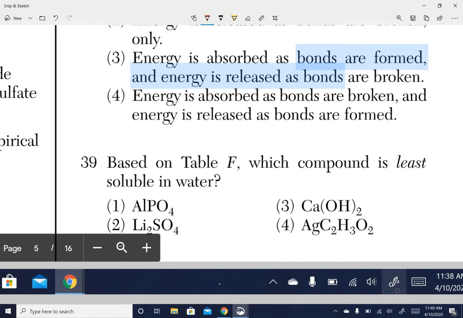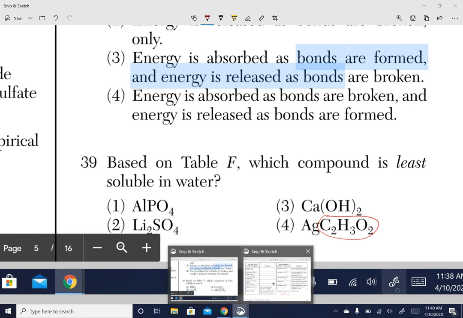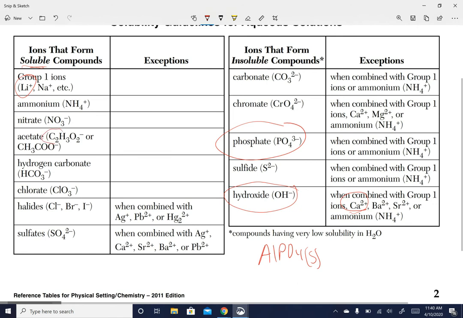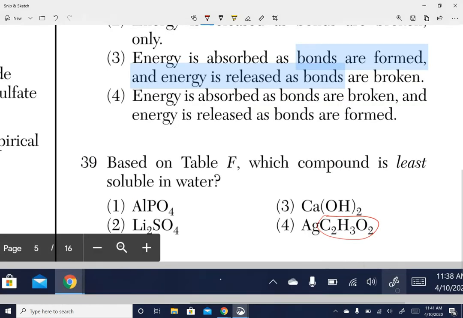AgC2H3O2. C2H3O2, this ion right here, I know is always soluble. And I know you probably don't have it memorized, but if you look here, acetate, C2H3O2 minus, always soluble, no exception. So anything with that is soluble. So the answer is number 1, AlPO4. There it is, number 1.